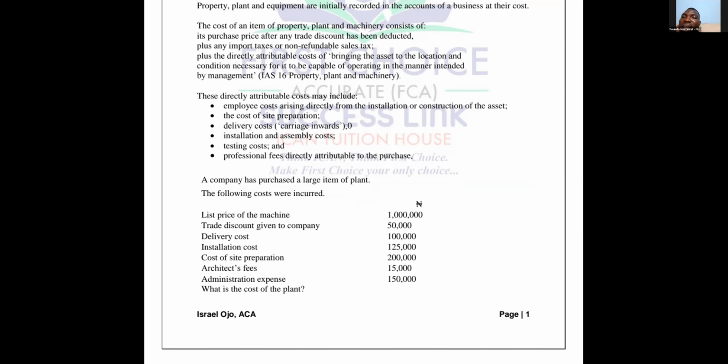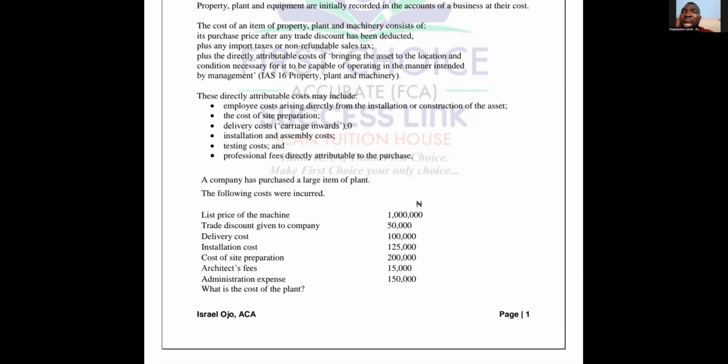Number one, list price of machine. List price of machine is the actual quoted price. So you have 1 million. Trade discount given to company. Remember, I said purchase price less trade discount. You give the actual amount you paid. So you have the purchase price minus discount. So always remove discount.